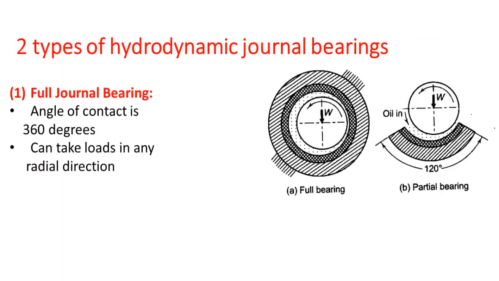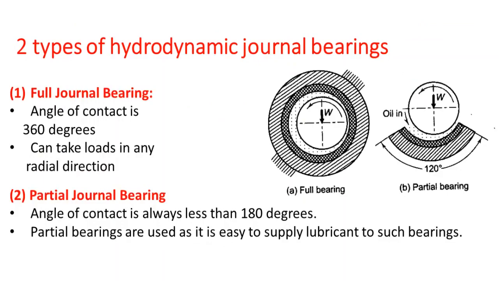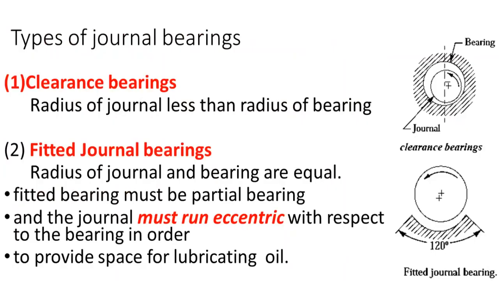Journal bearings also have two types: full journal bearing and partial journal bearing. In that also there are clearance bearings and fitted journal bearings. In clearance bearings, the radius of the journal is less than the radius of the bearing. You can see in the diagram. But in fitted journal bearings, you can see the radius of journal and bearing are equal. So a fitted journal bearing must be a partial bearing, otherwise it is not going to be possible, and the journal must run eccentric with respect to the bearing. You can see the center to center distance, there is some eccentricity which is shown in the diagram. It is to provide the space for the lubricating oil.